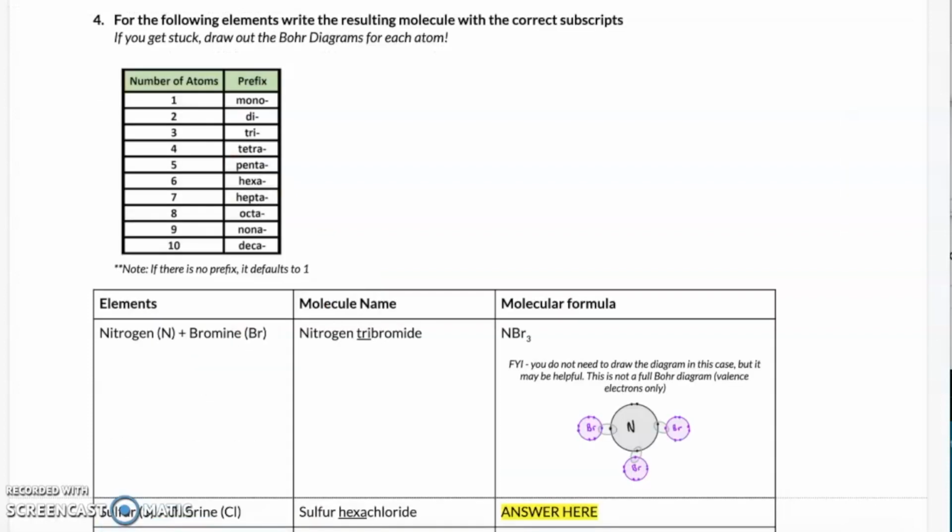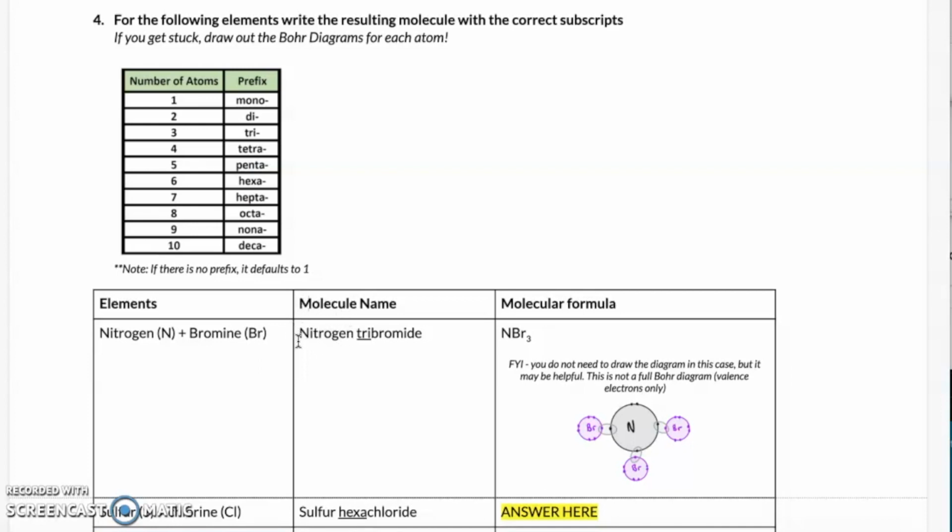And last but not least, let's take a look at question 4 in your homework. Question 4 is all about that naming. So I want to talk you through this first example that's already included. Nitrogen plus bromine. Capital N for nitrogen and Br for bromine. Here we are given the molecular name nitrogen tribromide. Let's dissect this.